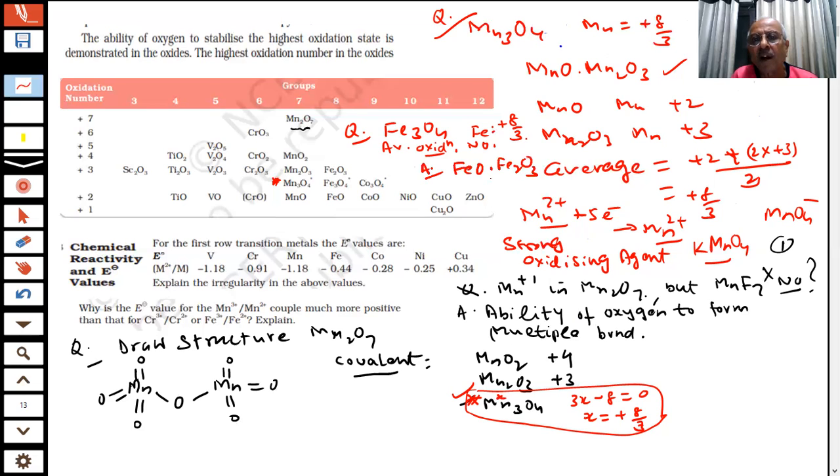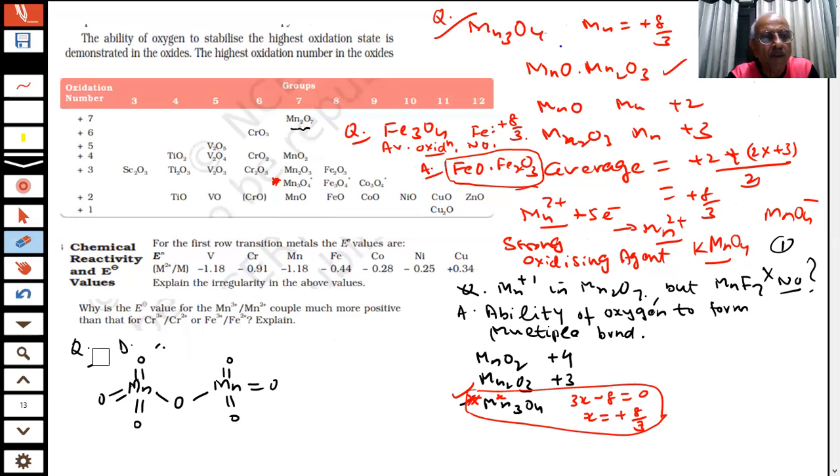Now you can find the average of this. What is the value coming? Average will be 8 by 3. All right. This question was given somewhere in the paper, carrying 4 marks for the competition. You got it? Yes, sir. You can see how important questions are given.